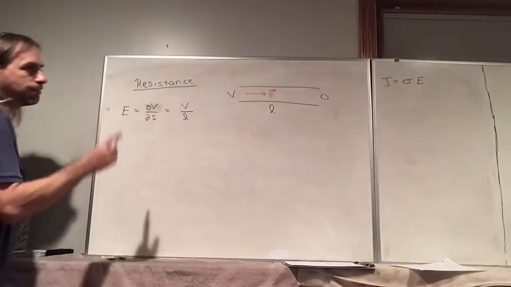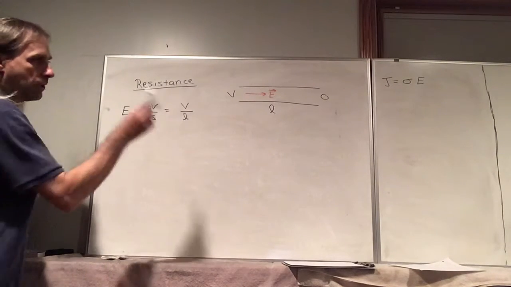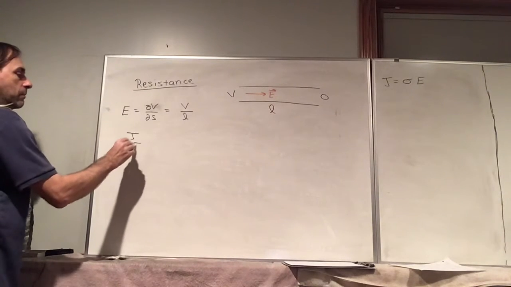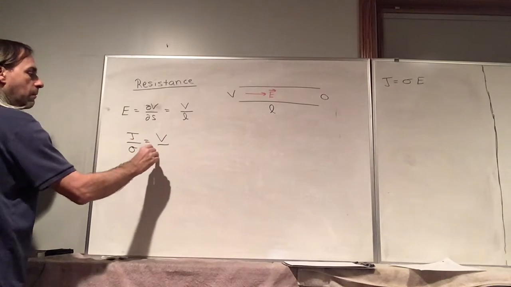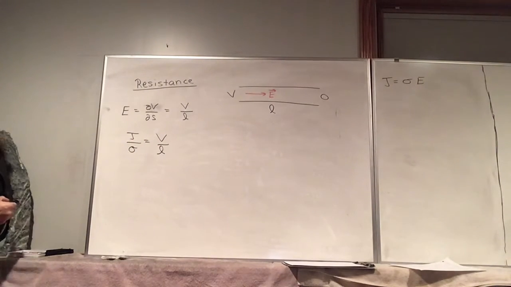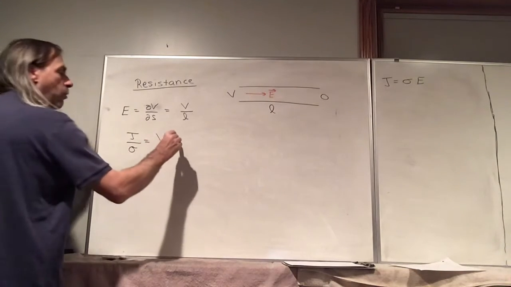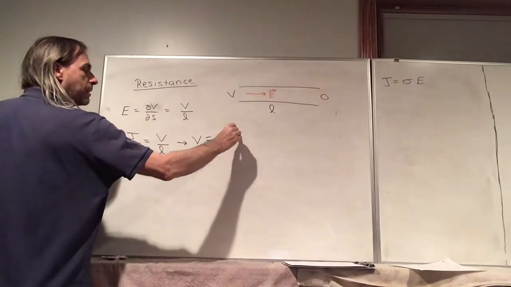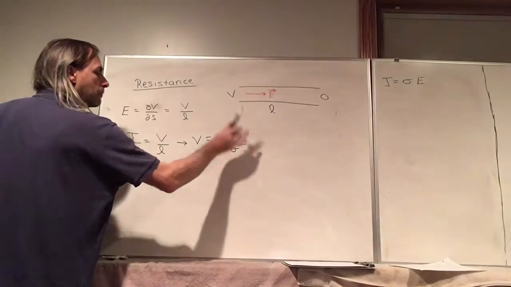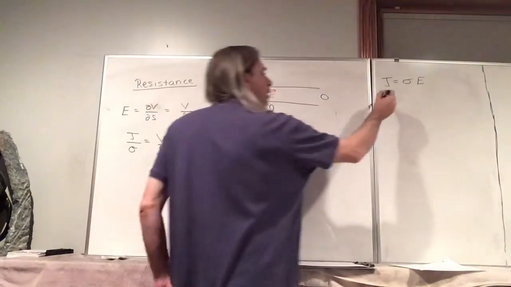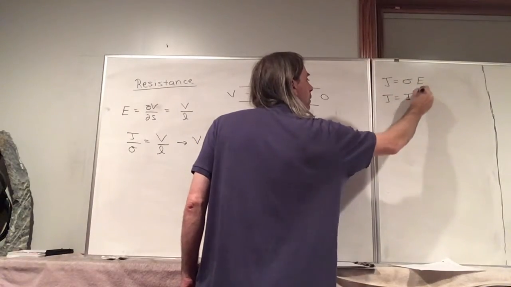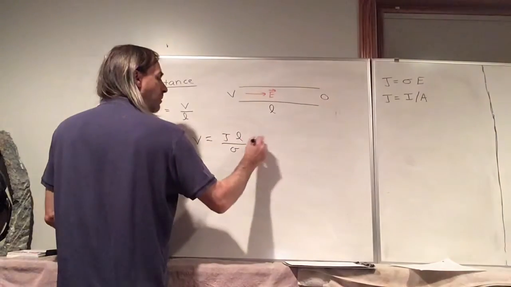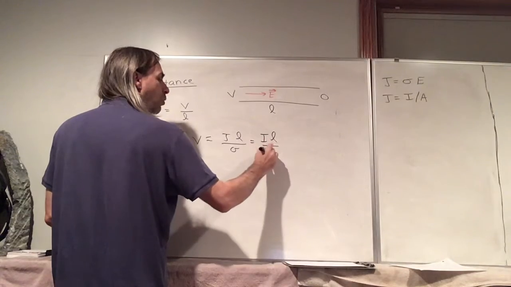And let's write Ohm's Law. We can also write E as J over sigma, from Ohm's Law. And let's solve this for potential. So that would be J times L over sigma. Now also the current density is the current over the area. So let's plug that in. So we have V equals I L over sigma A.